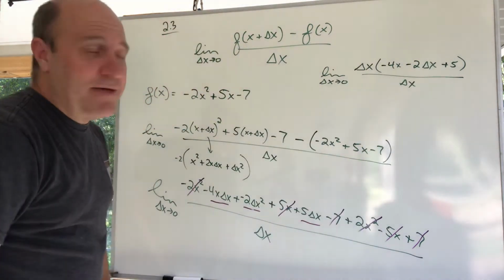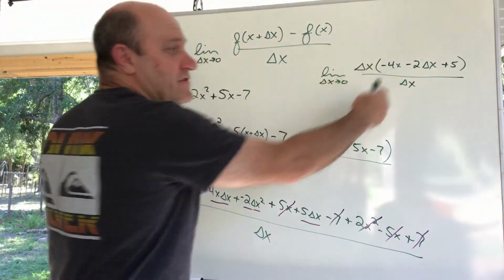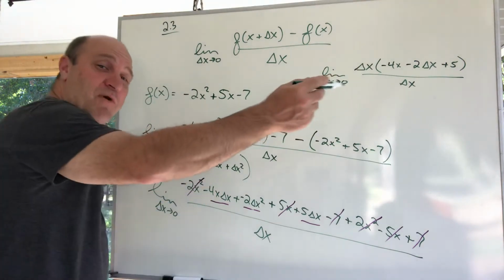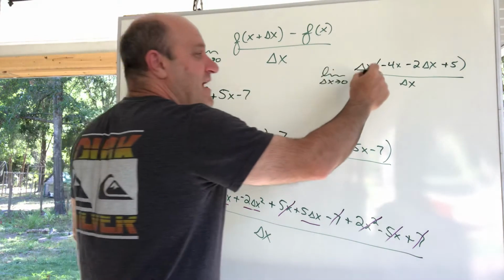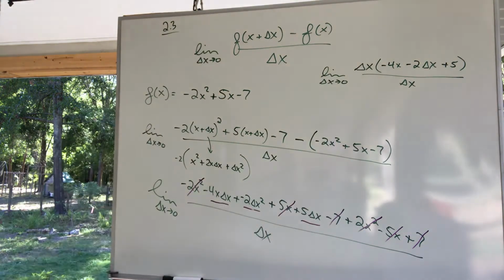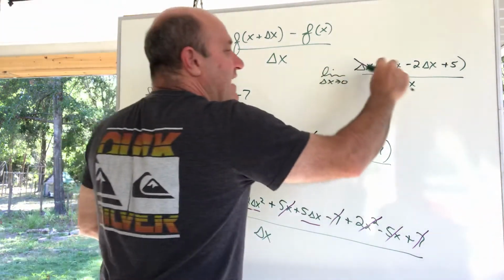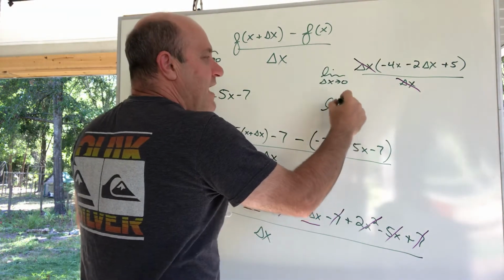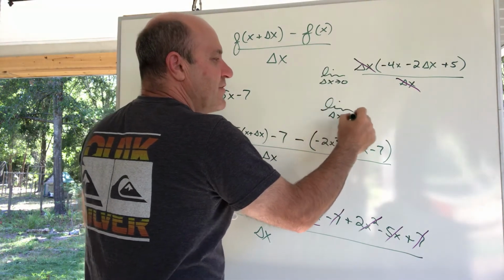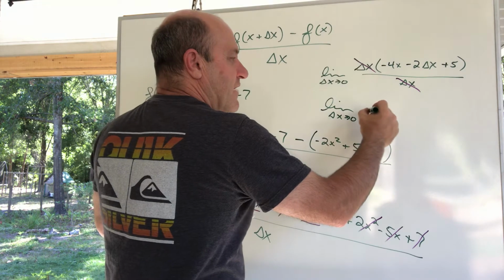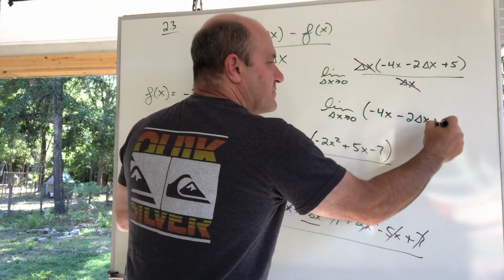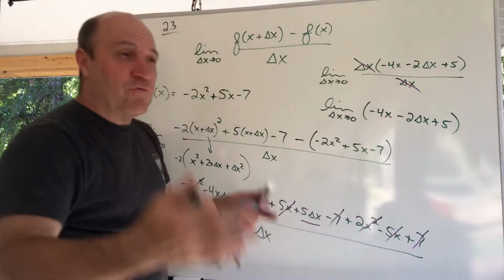If you try to do the limit right now, you've got a 0 over 0. It's not very obvious. Don't do it yet. In fact, the whole purpose of us pulling out that delta x was so we could cancel it. So I'm canceling that delta x. And now that leaves me with this limit. As delta x approaches 0, I'm left with the negative 4x, the negative 2 delta x plus 5. So now do the limit.